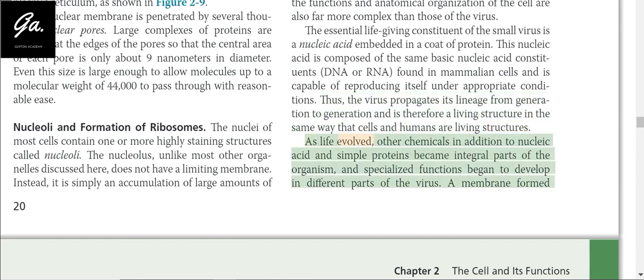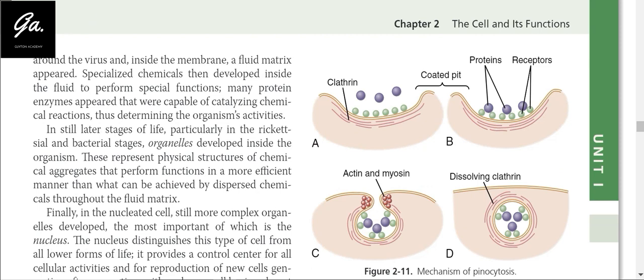As life evolved, other chemicals in addition to nucleic acid and simple proteins became integral parts of the organism, and specialized functions began to develop in different parts of the virus. A membrane formed. Around the virus end, inside the membrane, a fluid matrix appeared. Specialized chemicals then developed inside the fluid to perform special functions. Many protein enzymes appeared that were capable of catalyzing chemical reactions, thus determining the organism's activities.